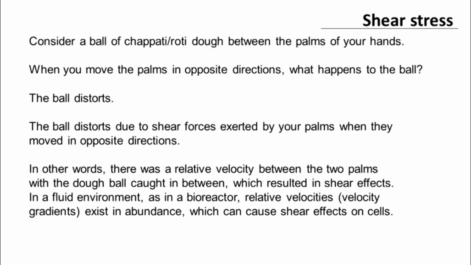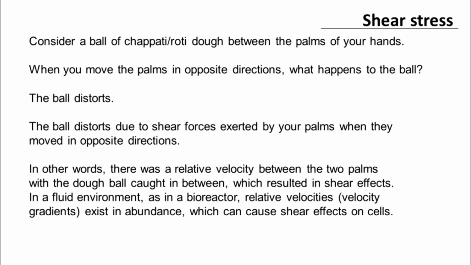In a fluid environment, such as in a bioreactor, relative velocities or velocity gradients exist in abundance. Velocity gradients mean the difference in velocity over a certain distance. It is the derivative of the velocity with respect to distance, dv/dx, dv/dy, and so on. As long as there are velocity gradients, there is going to be shear stress, and the cells are going to experience it. So shear stress is a given in the case of a bioreactor, a fluid environment where there are a lot of velocity gradients.